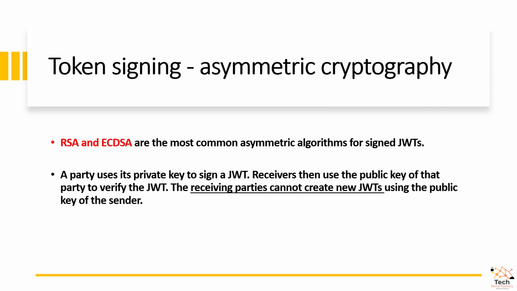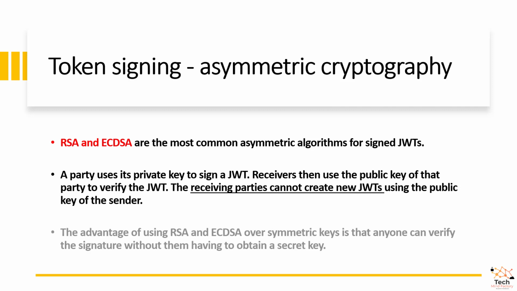So in this architecture, we have Azure AD B2C and we have the Magic Links API. The Magic Links API uses its private key to sign the JWT token, and the Magic Links API also publishes the endpoint where Azure AD B2C can get the public key and use it to check the signature, whether this specific JWT token was really signed by the Magic Links API, basically. The advantage of using those two algorithms over symmetric keys is that anyone can verify the signature without having to obtain a secret key.